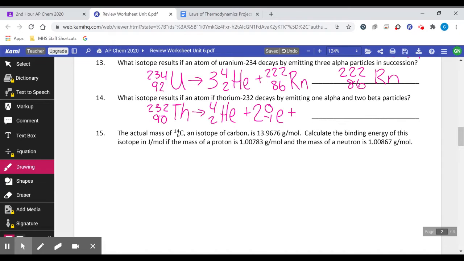I have 228 also. What must be my bottom number? 90. And so that would be what element? Still thorium. I guess we can rewrite it over here if we want to. Good. Questions so far? Okay, let's look at 15.